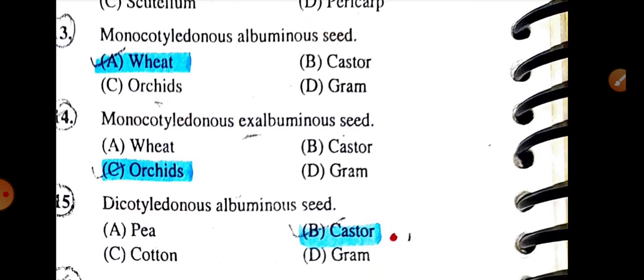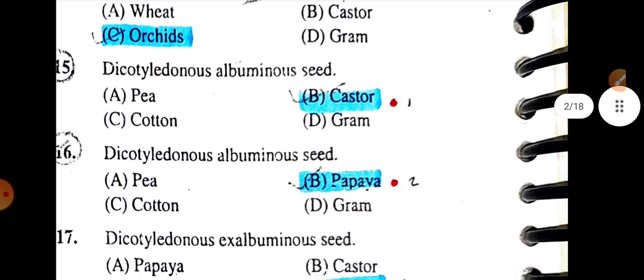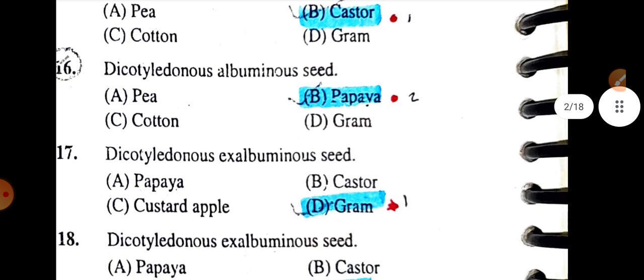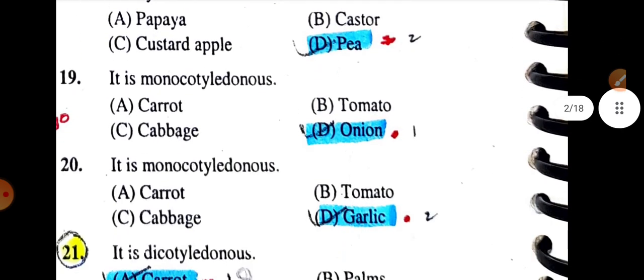Monocot albuminous seed is wheat. Monocot ex-albuminous seed is orchid. Dicot albuminous seed is castor and papaya. Dicot ex-albuminous seed is gram and pea.